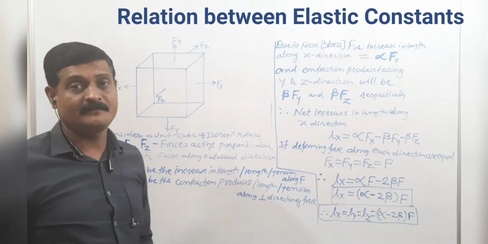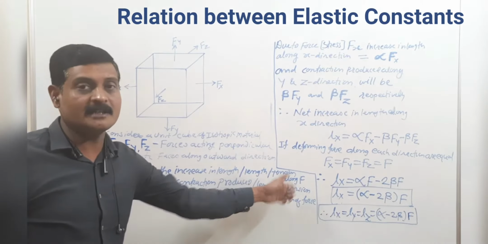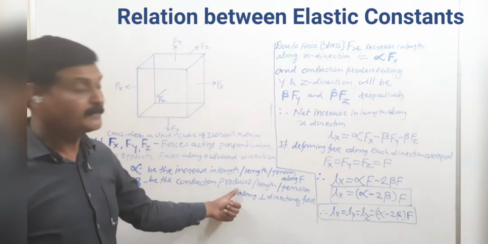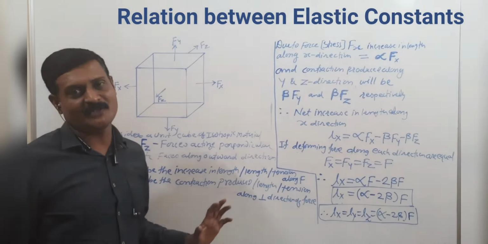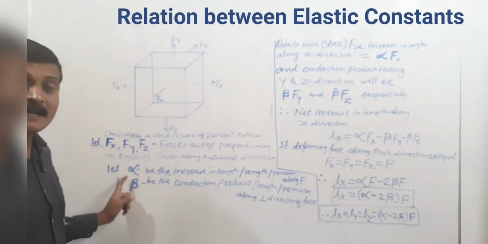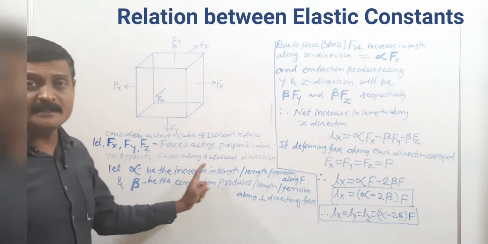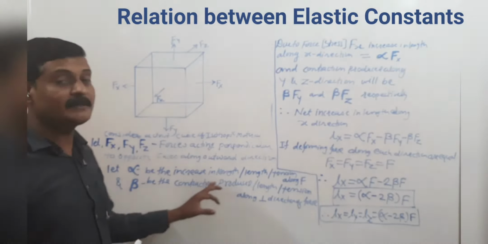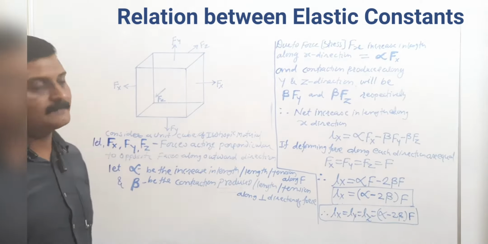So alpha is the increase in length per unit tension along the direction of force, and beta is the contraction produced per unit tension along the perpendicular direction of force. Do you understand what alpha and what beta is? Alpha is the increase in length in a particular direction, and beta is the contraction produced along the remaining two directions.